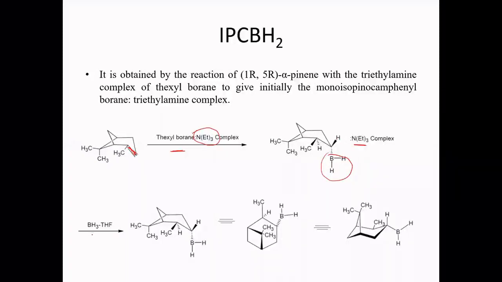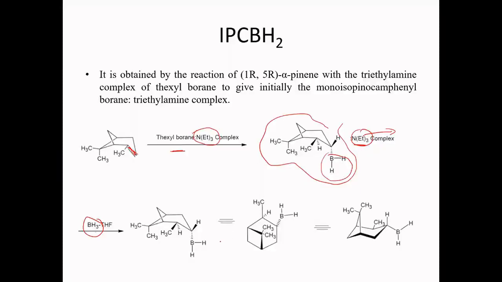So if you allow it to react with more BH3, this particular BH3 will form a complex with triethylamine, and this will leave, and I will be left with only this reagent. That is called your IPC BH2. Now you have BH2, 2 protons over here. In the previous case, a second alpha pinene was joined at this proton. That's why we call it IPC twice BH. Now this is IPC BH2.